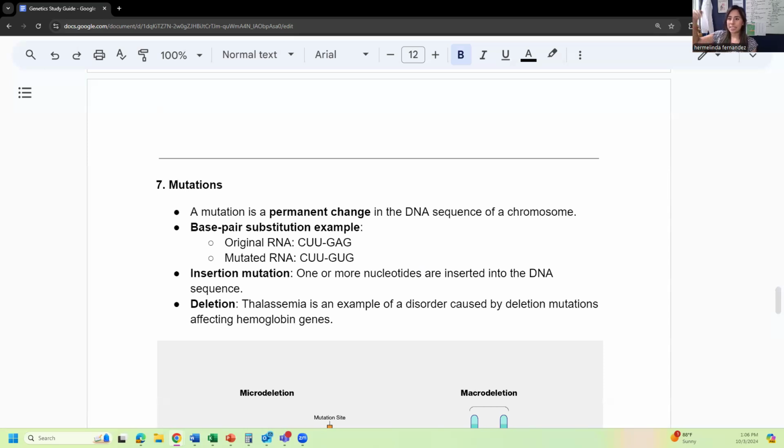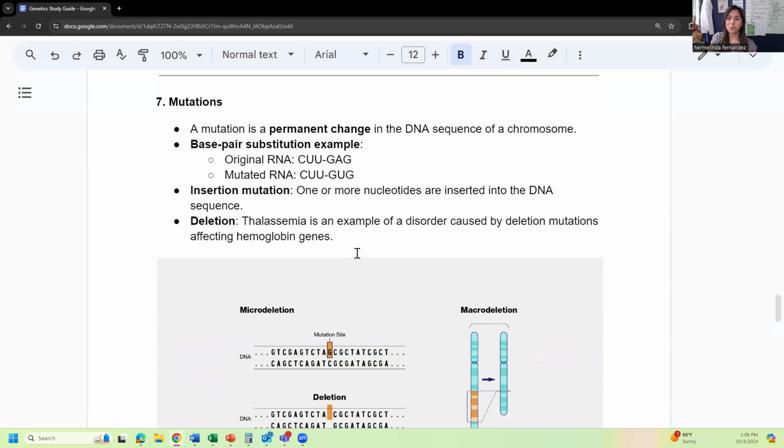Insertion, think of it as inserted or inside, so one or more nucleotides are inserted into that DNA. Deletion, think of Control-Alt-Delete, or it's deleting. Thalassemia is an example of a disorder caused by deletion mutations that pretty much affect the hemoglobin genes. Okay.